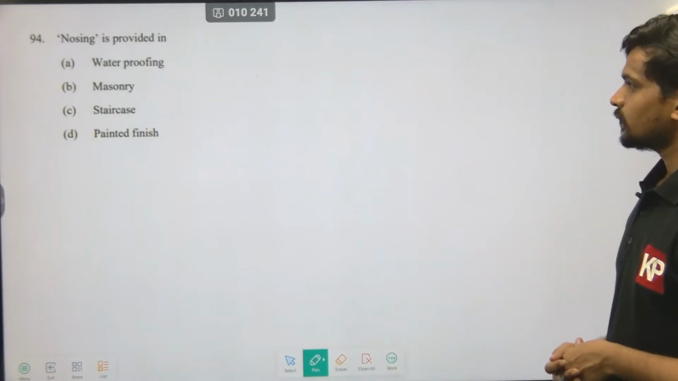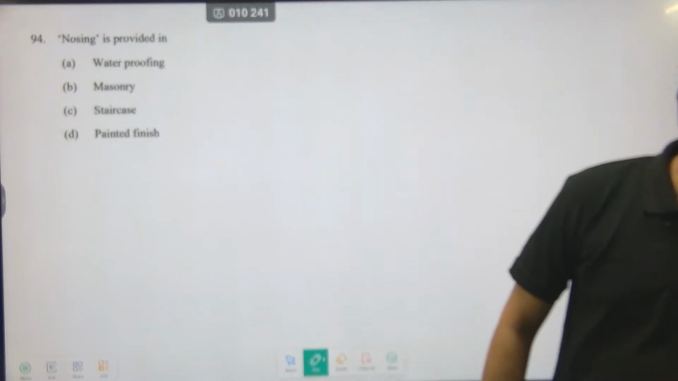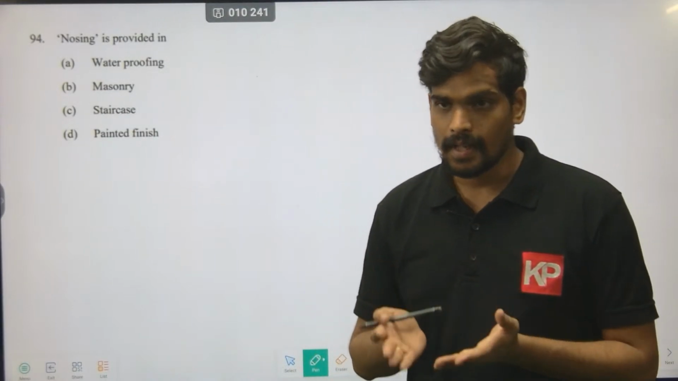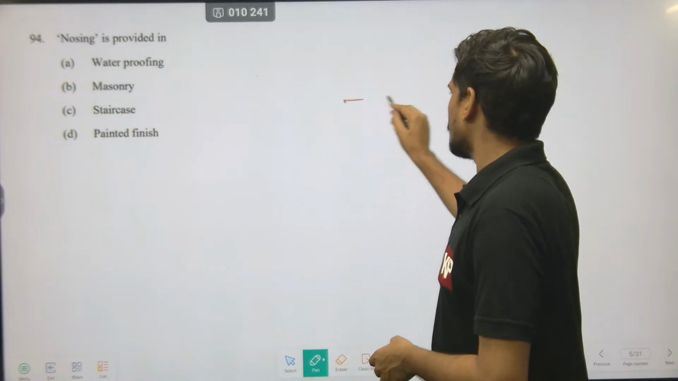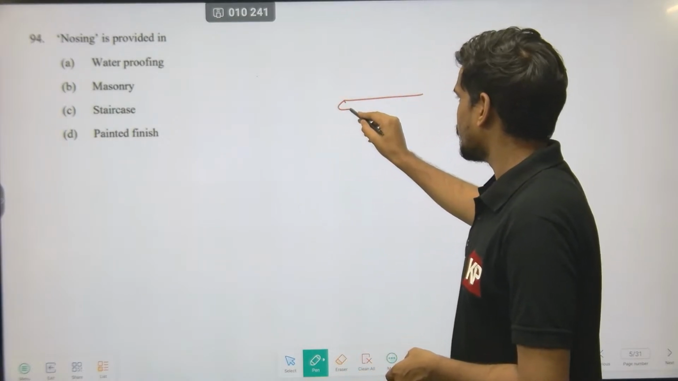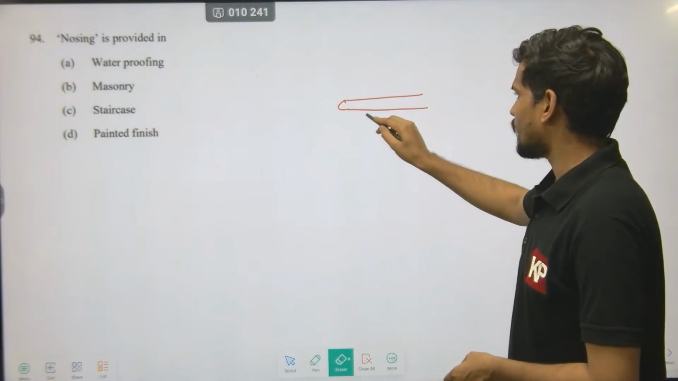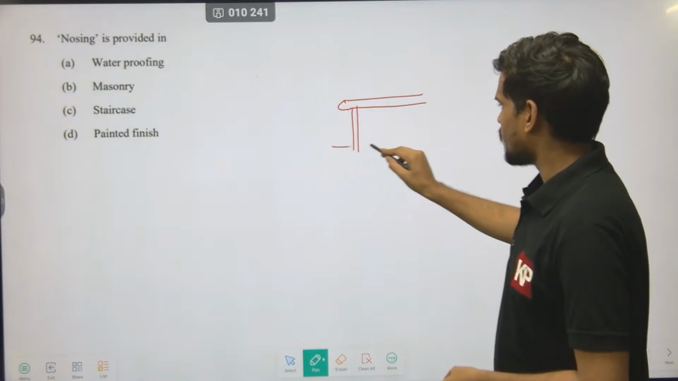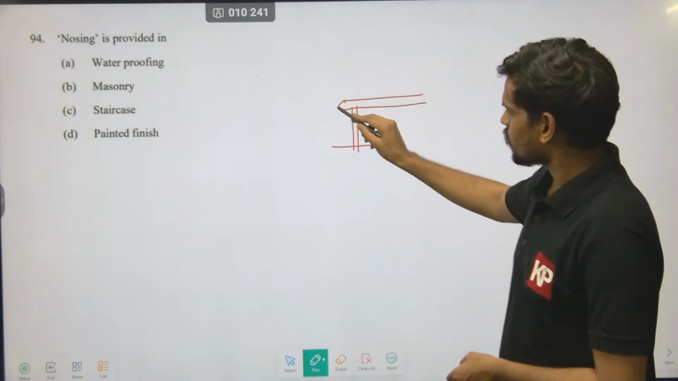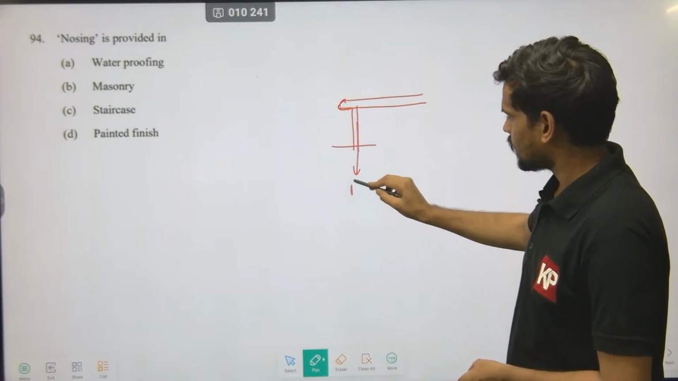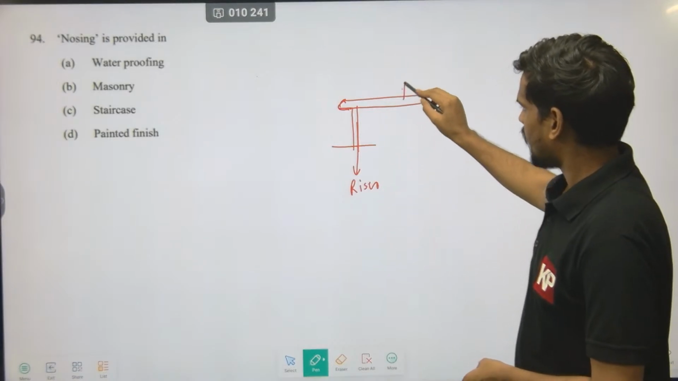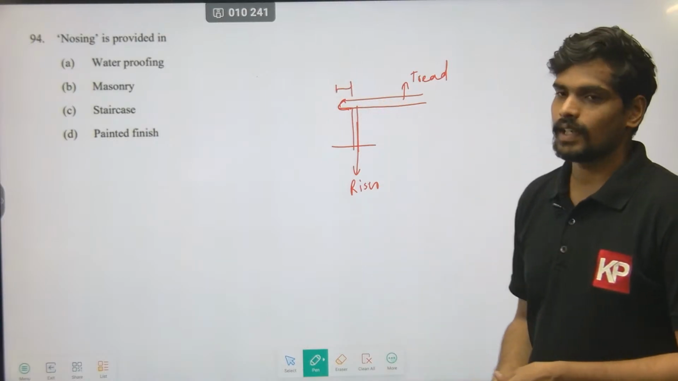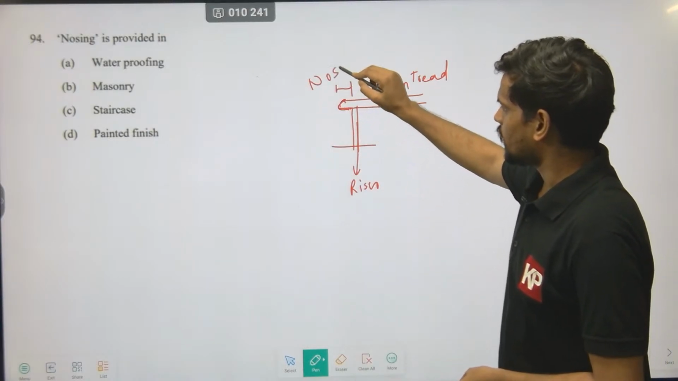Next one: nosing is provided in, so this is by far one of the simplest of all the questions. Nosing, everyone knows, is a part of a staircase. So what is nosing? It's a projection of tread beyond the line of the riser. So if this is the tread and this is the riser, generally the tread is projected beyond the line of the riser. That projection of tread beyond the line of the riser is referred to as nosing.